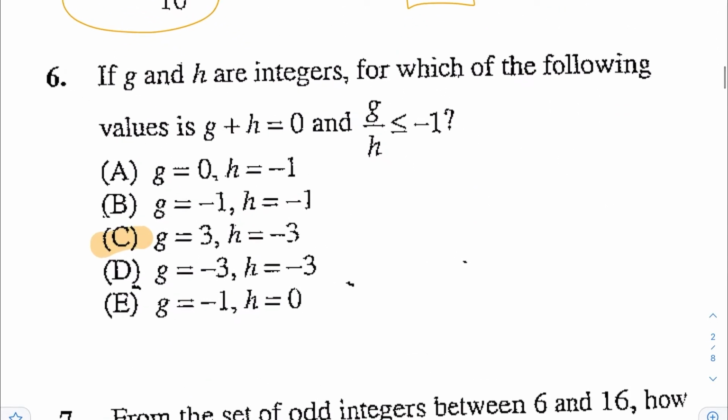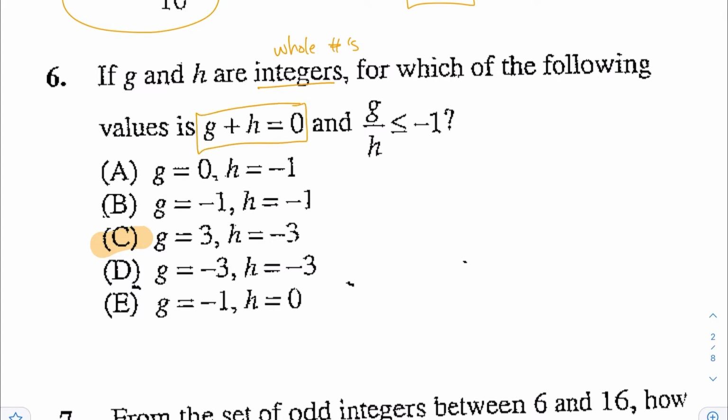All right, next for question number 6, if g and h are integers, for which of the following values is g plus h equal to 0 and g divided by h less than or equal to negative 1? So they're integers, which means that they're whole numbers. And you want to know which one has g plus h equal to 0. So that means that they're additive inverses.